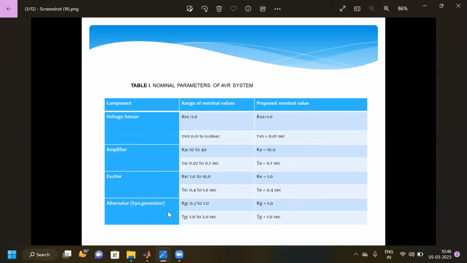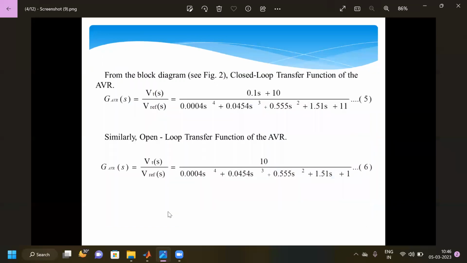By using these values in the block diagram, we'll get one waveform, and we'll take the closed loop transfer function, that is this: 0.1 s plus 10 over 0.0004 s power 4 plus 0.0454 s cube plus 0.555 s square plus 1.51 s plus 11. This is our closed loop transfer function.